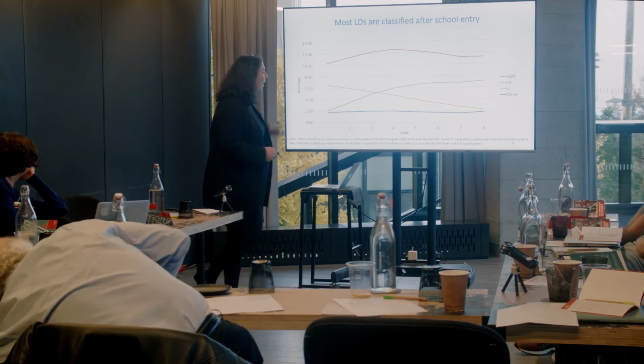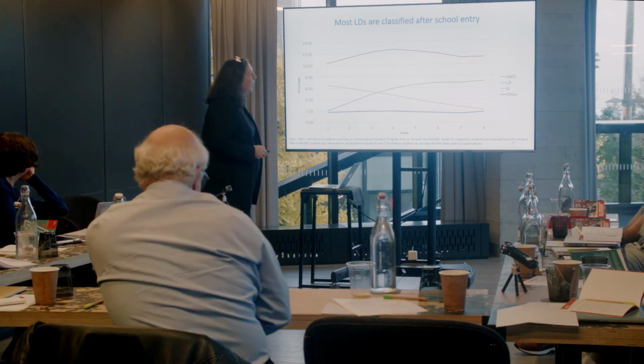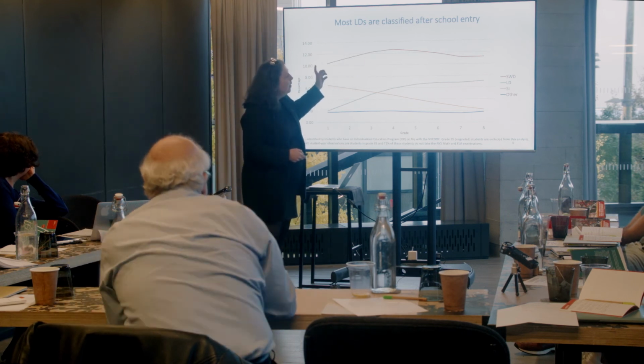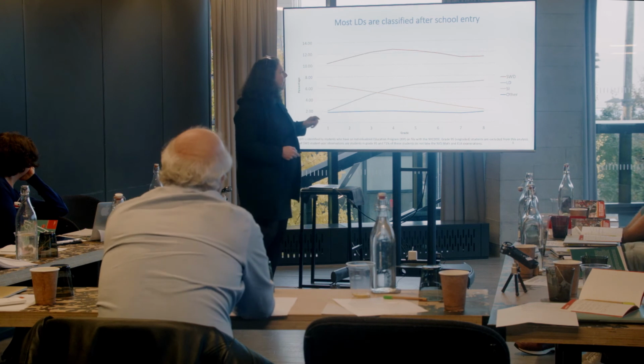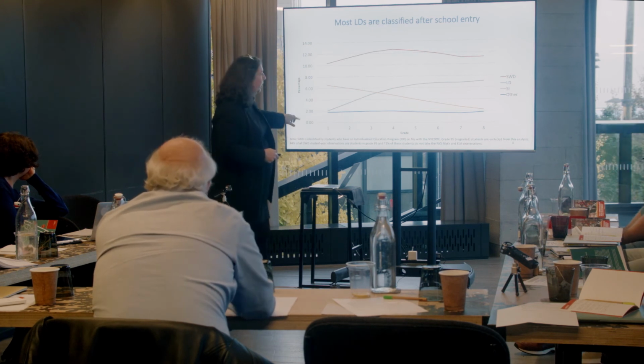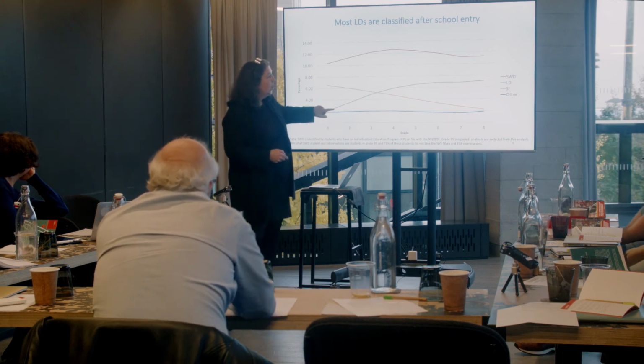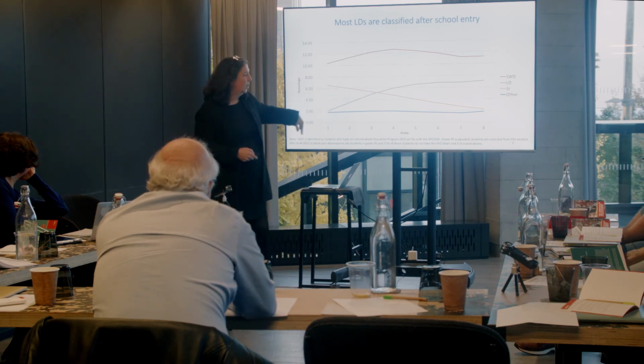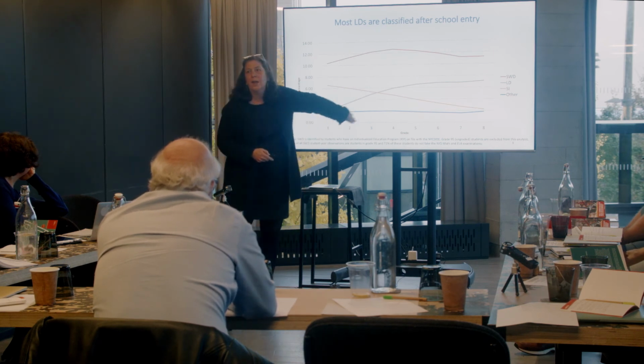So this is just tracking a couple of cohorts from New York, and this is the overall classification rate of students with disabilities. But it's the students with learning disabilities who just pick up over time. So if you see the idea, this is just following a group of kids through the grades.